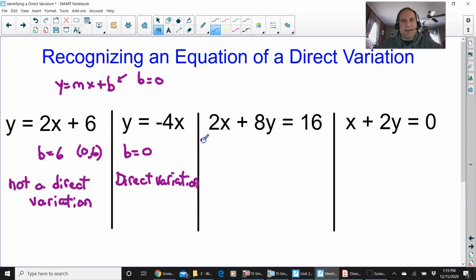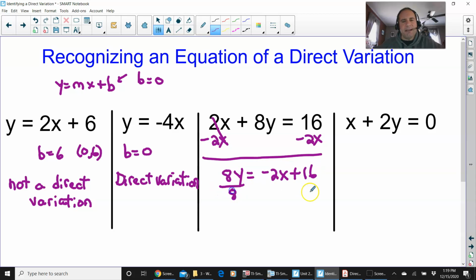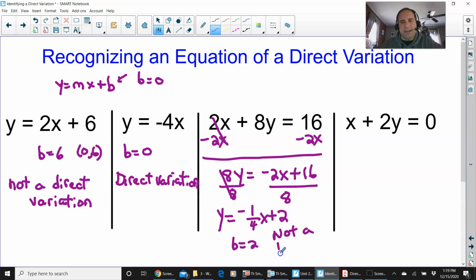So let's go ahead and solve. If we solve for y, we subtract the 2x. We have to get the y alone. All right, we're going to say this is not a direct variation. Look what happens. We have 8y equals -2x plus 16. And then we're dividing 8 on both sides. And look what happens. We have y equals -1/4x, reducing that fraction, and 16 divided by 8 is 2. The y-intercept is 2. This is not a direct variation.